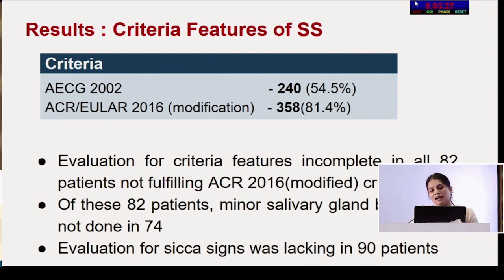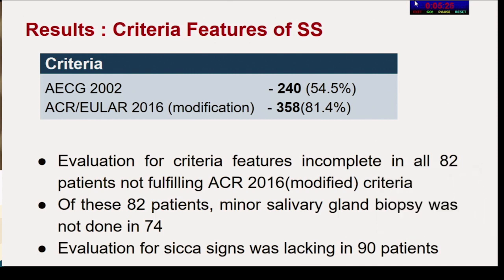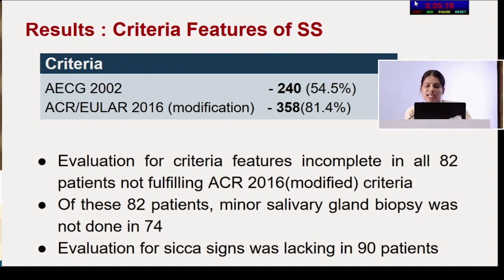Now, looking at the criteria, ACR criteria was fulfilled by only 54.5% of patients, ACR/EULAR with modification in 81.4%. If you look at why they have not fulfilled criteria, it is because the evaluation for criteria features was incomplete in all 82 patients not fulfilling the criteria. Of these 82 patients, minor salivary gland biopsy was not done in 74, and evaluation for sicca signs was lacking in 90.